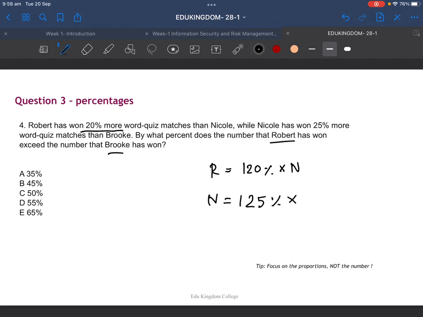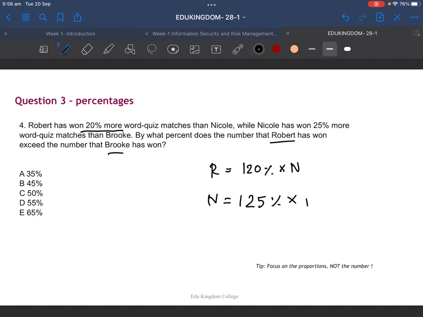Now, here I'm just going to let Brooke equal 1, mainly because I'm just concerned about the proportion or the percentage that we're given here. So I'm allowed to say that Brooke is 1, because let's just say Brooke won one match, then 125%. We don't actually have to find out what 125% of 1 is, guys. That's the most important part.